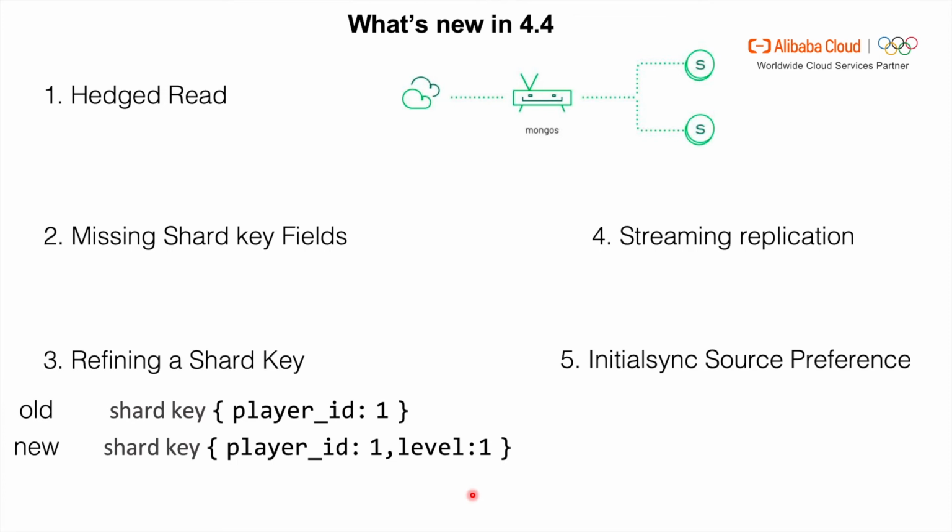And then initial sync source preference. Up till now, whenever your secondary wants to sync up with the primary, or when an election comes, the selection happens from the inside. So the MongoDB process was responsible for selecting the sync source. But now the user has this in his own hands. If he wants the secondary to sync from some specific node, he can specify that. So that's a new feature coming in the 4.4 version.